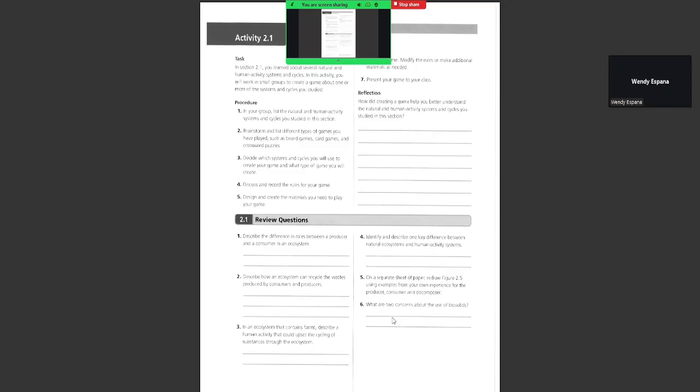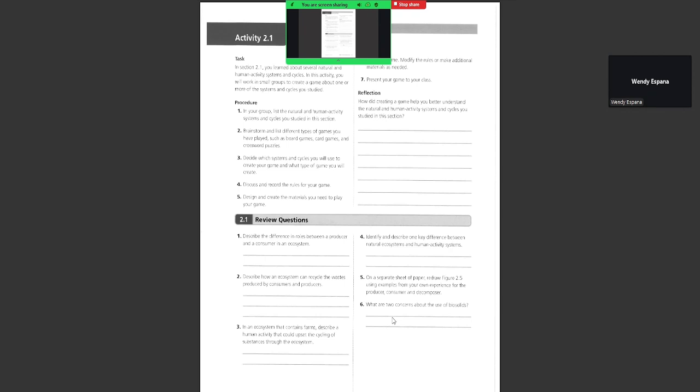You'll see section 2.1 review questions. Question 1, describe the difference in roles between a producer and a consumer in an ecosystem. So basically tell me, what does a producer do in an ecosystem and what does a consumer do?